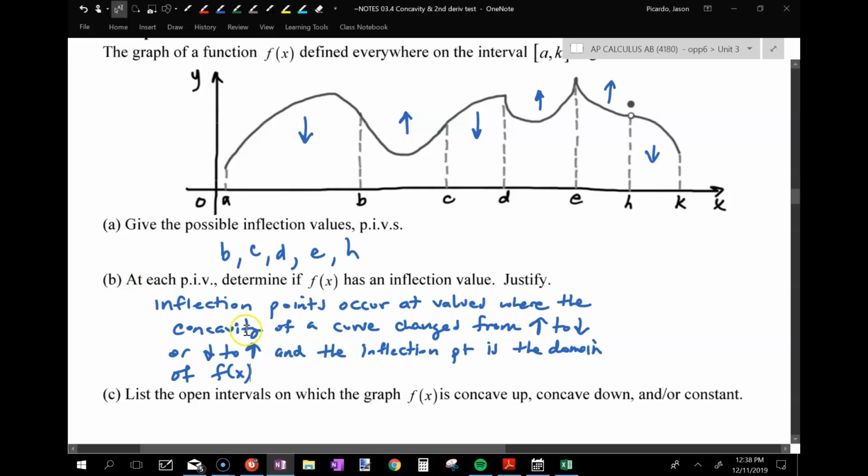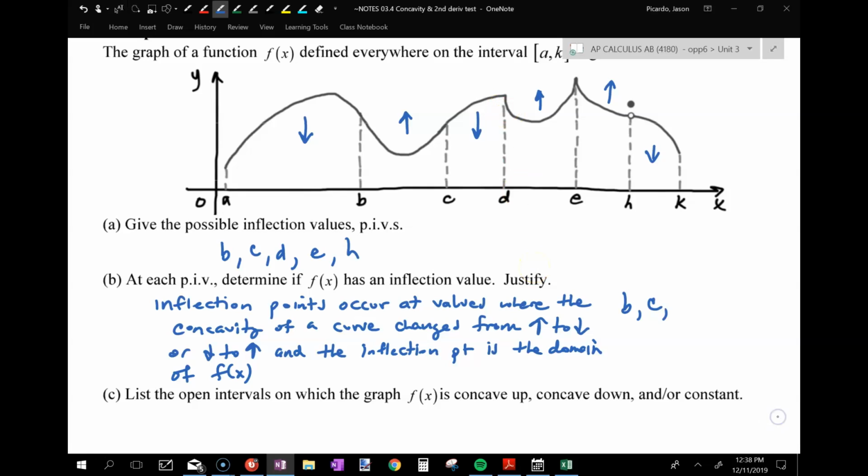So, down, up, does B exist? Yes, so B is an inflection point. Up, down, does C exist? So C is an inflection point. Down, up, does D exist? Yes.